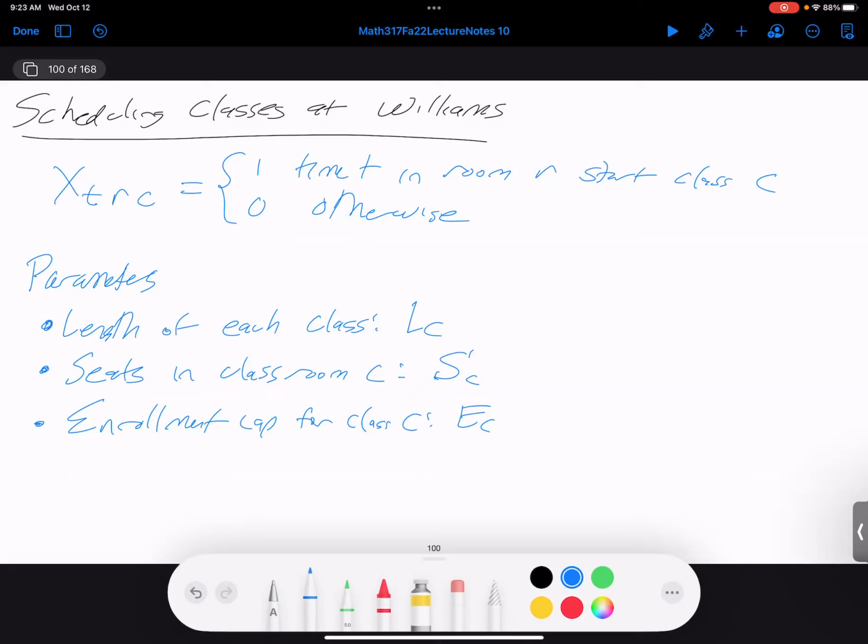So again, there's lots of different parameters we can start to put in. What kind of constraints are we going to have? So one of them was, classes have to be in certain times. What else?